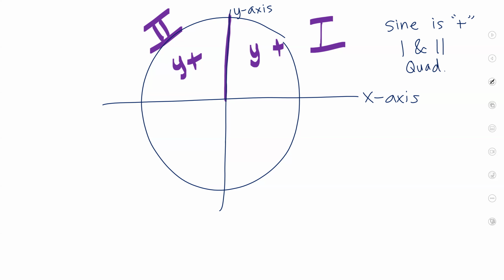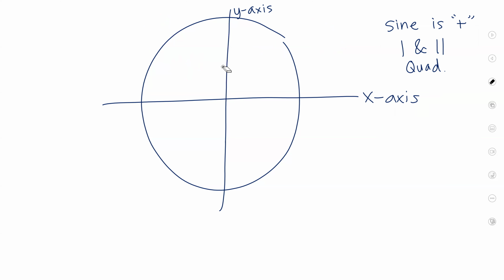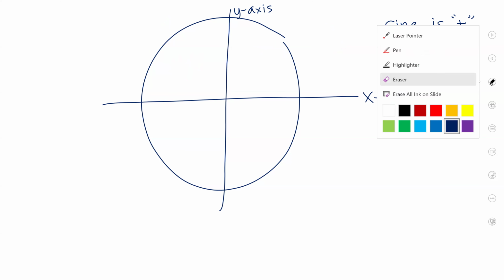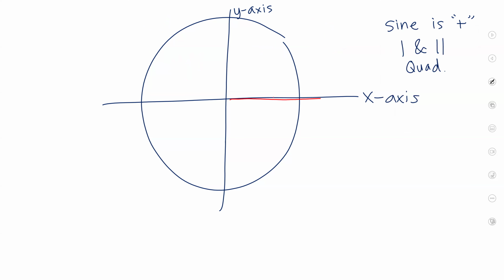Okay, now let's talk about the x-axis. Okay, your x-axis is only positive on this side. This is the positive side of the x-axis. So that means the first quadrant and the fourth quadrant is when your cosine is positive. So cosine is positive in the first quadrant and in the fourth quadrant.